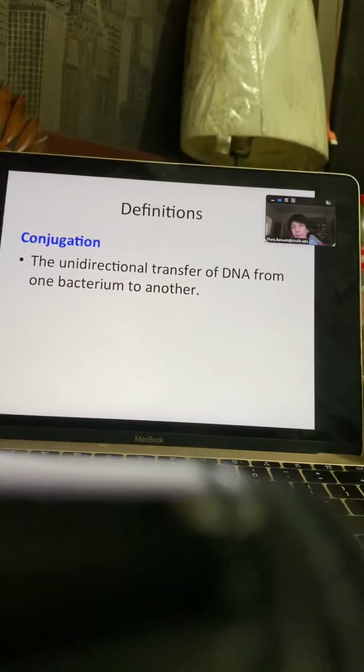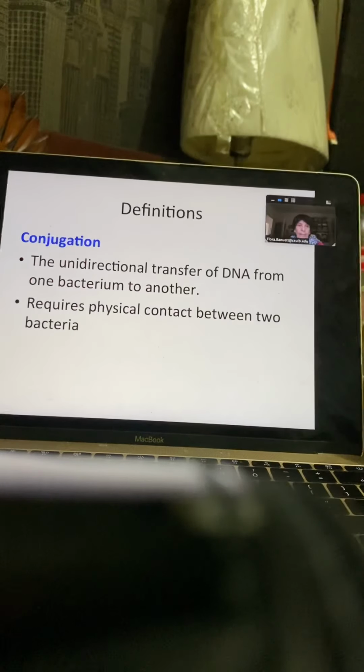Conjugation is a unidirectional transfer of DNA from one bacterium to another, and you need to know these definitions. It requires physical contact between two bacteria. That is critical. They have to be physically in contact. And this is mediated by plasmids, which I'm going to be talking about in a moment.